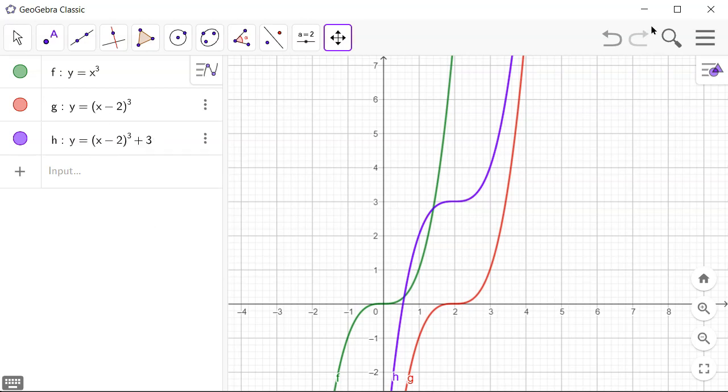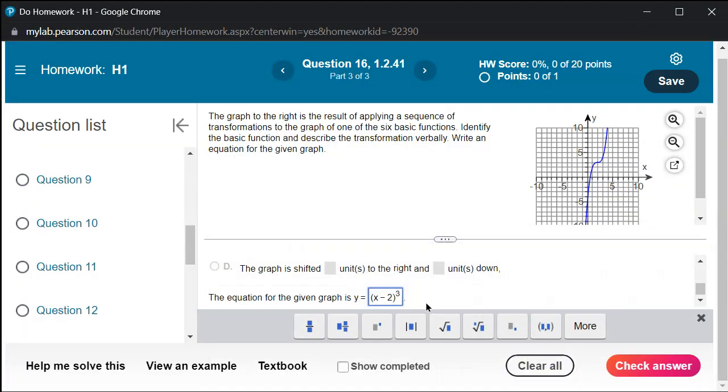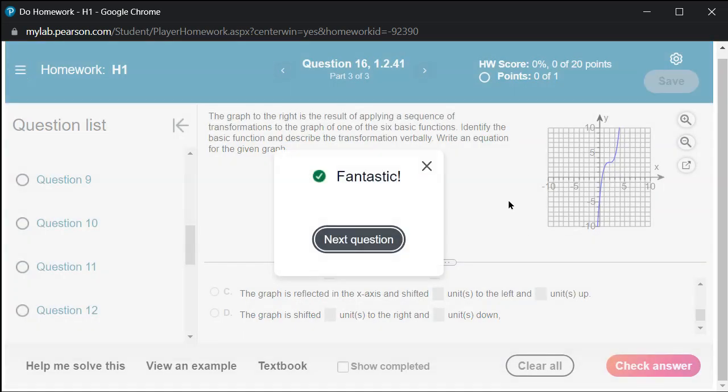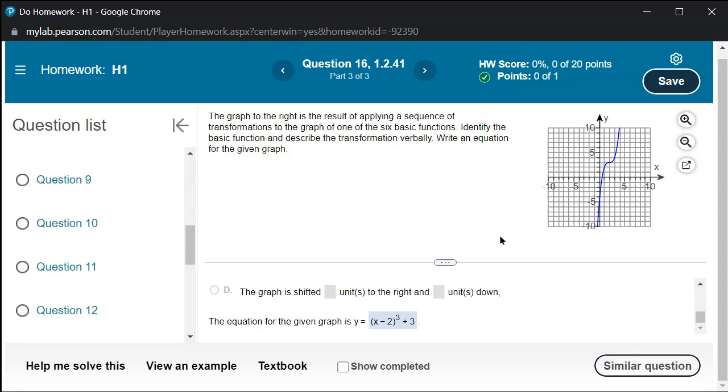Let's type it in here. The equation would be, we're going to have plus 3 at the end here. Let's check the answer. Got that. That's it.